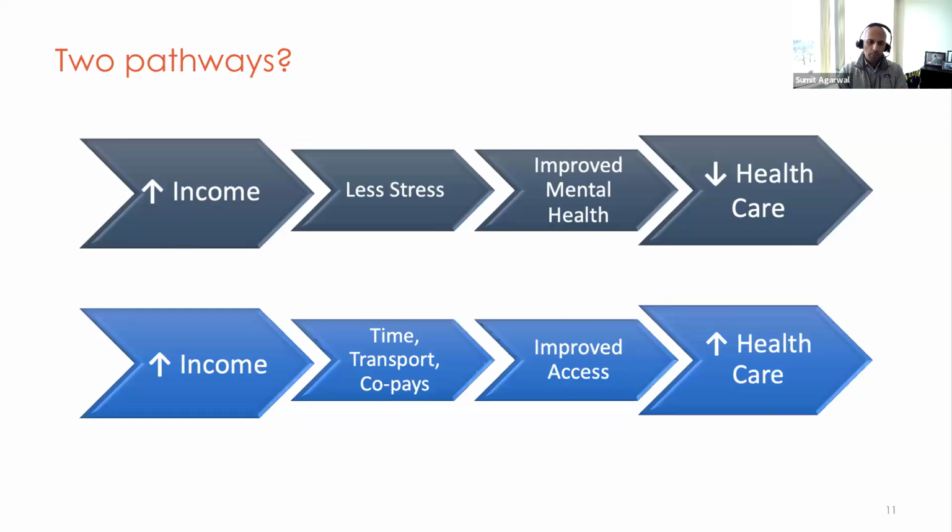In the first, more income could reduce financial stress and food insecurity, result in better mental health and overall well-being, and lead to less need for the use of healthcare. In the second pathway, more income might help pay for the time costs to take off work or transportation costs or copays, which improve access and lead to more use of healthcare. And so really the effect of more income on healthcare utilization could go either way.